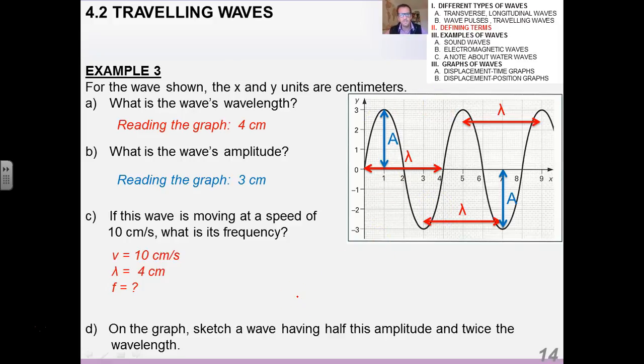If this wave is moving at a speed of 10 centimeters per second, what's its frequency? We know V, and we know lambda because we just measured it.